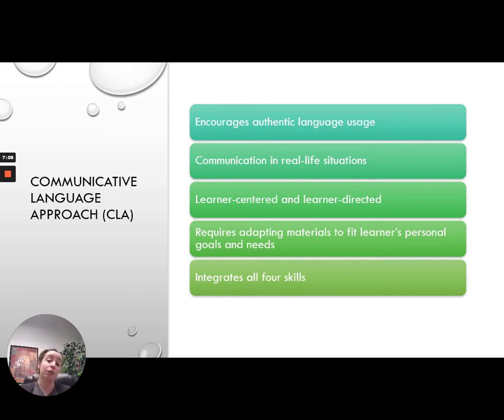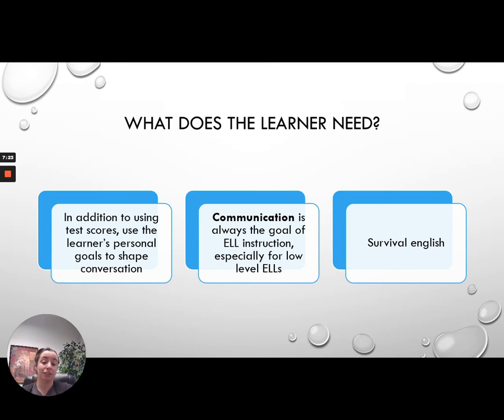CLA is all about language in the community and communicating, so realistic examples work best and are what our EL learners are interested in. But there is something just as important as asking what our learners want to learn when it comes to ELLs, and that's asking ourselves what they need to know. Communication and the ability to clearly communicate is always the goal of ESL education, regardless of other goals. Very low ELLs need survival English instruction and may require some very basic lessons in reading and writing.